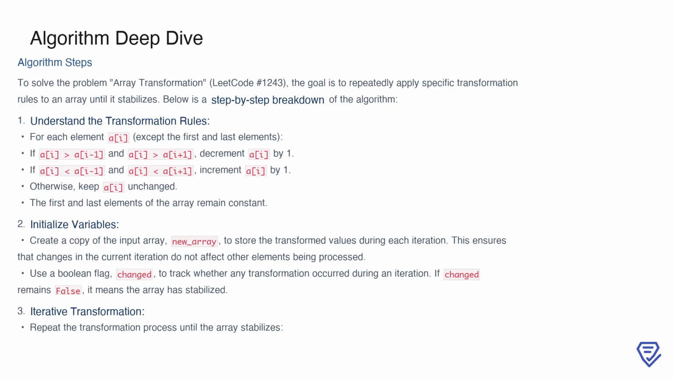Next, we initialize key variables. We create a copy of the input array called new_array, which will hold the transformed values. This ensures that updates during the current iteration don't interfere with each other. We also use a Boolean flag called change to track whether any transformations occurred in an iteration. If no changes happen, it means the array has reached its stable state, and we can stop processing. Finally, we implement an iterative transformation process, where we keep applying these rules until the array stabilizes.